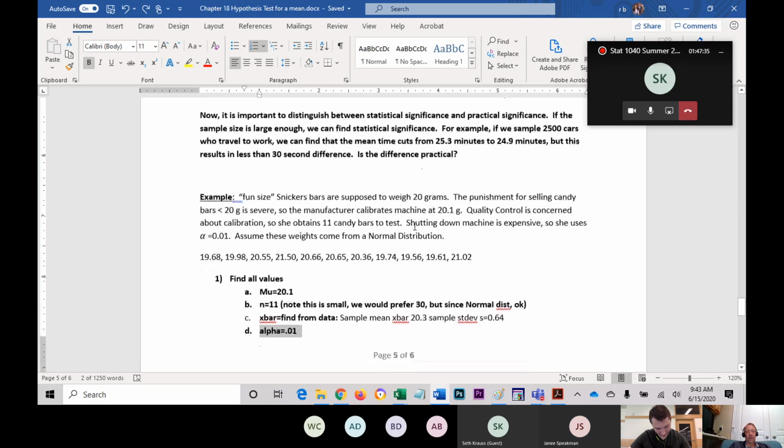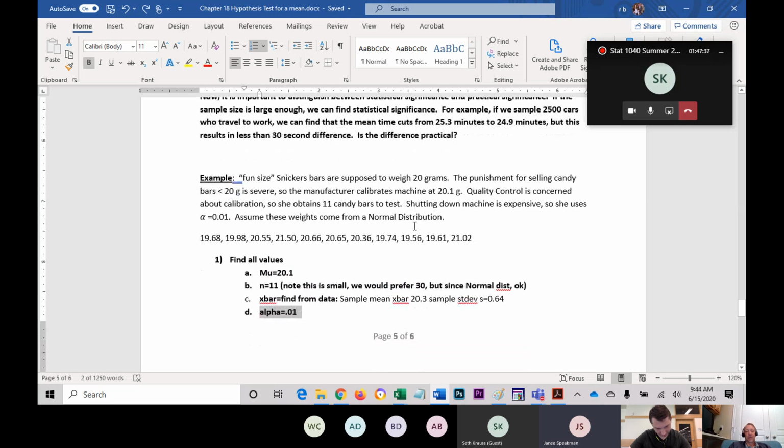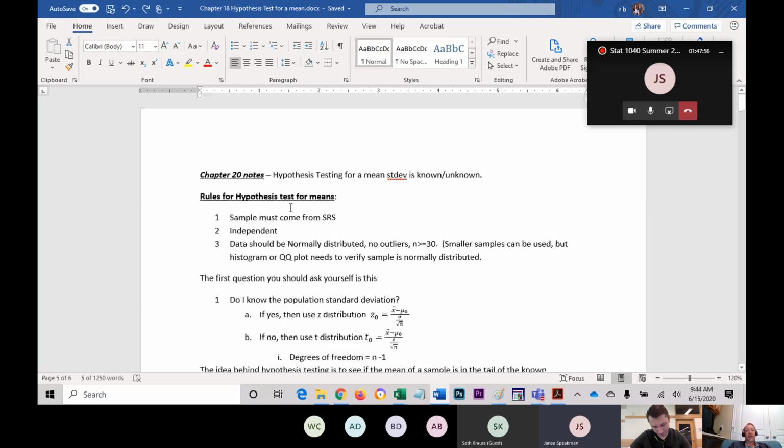Okay. So I have a question. What is the difference when it's a normal distribution? Why is it okay that it's small? We have a small sample size. Because it's normal. Yeah, okay, but what about a normal distribution makes that okay? Do you follow what my question is? Back at the very beginning, the rules for the hypothesis test. So your sample must come from a simple random sample.